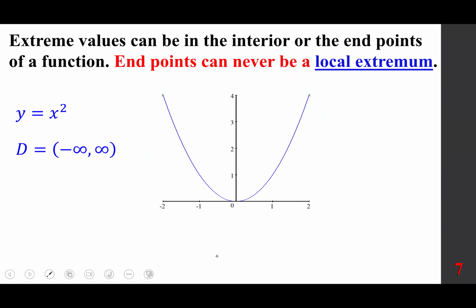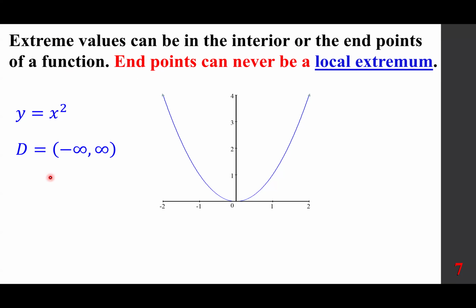Let's look at a couple of examples to find out what's happening with extrema. So this is a function everybody is familiar with. So extreme value can be in the interior or the endpoints of a function. However, it's important to know endpoints can never be a local extremum. So local is in the interior. The endpoints, they are either absolute or nothing.